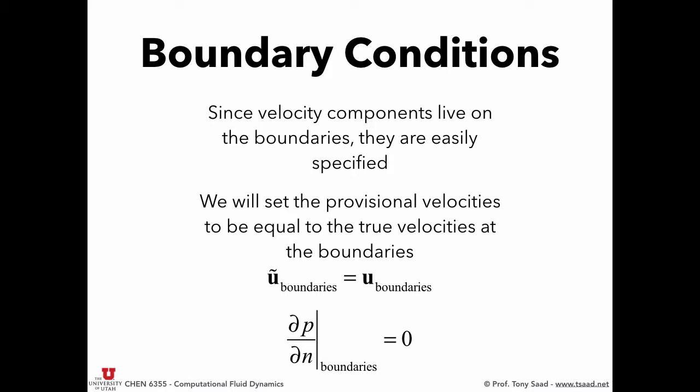Because when you substitute here, if u equals u tilde dot n, the normal velocities, then dp/dn equals 0. So that gives you Neumann conditions on the pressure everywhere. Now, this is not the most general, but these boundary conditions do really well.